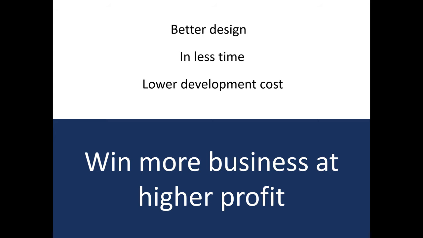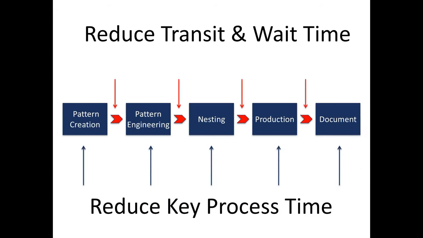If you go to the next slide, Keith, in terms of how we achieve less time, it is through the ExactFlat technology, and there are two primary areas that we targeted. One is the process time for your key tasks: pattern creation, engineering, nesting, production, and document creation. We've tried to shrink the amount of effort required to do that. The second is the transit and wait time between those different tasks. We have tried to essentially eliminate all the transit and wait time. Ultimately, this leads to a scenario where you can get more done in less time.